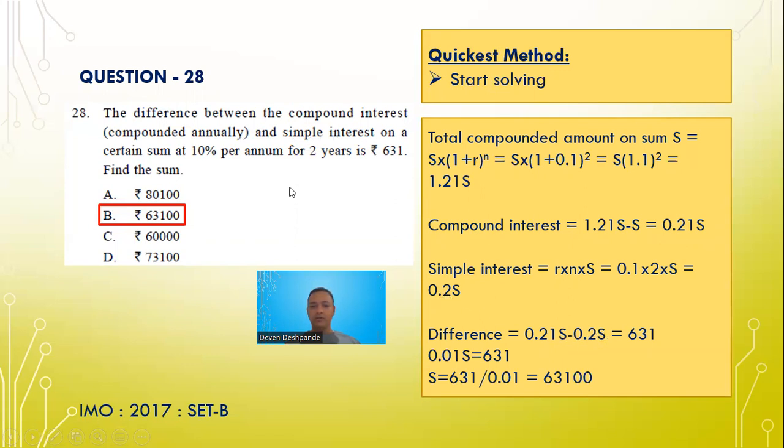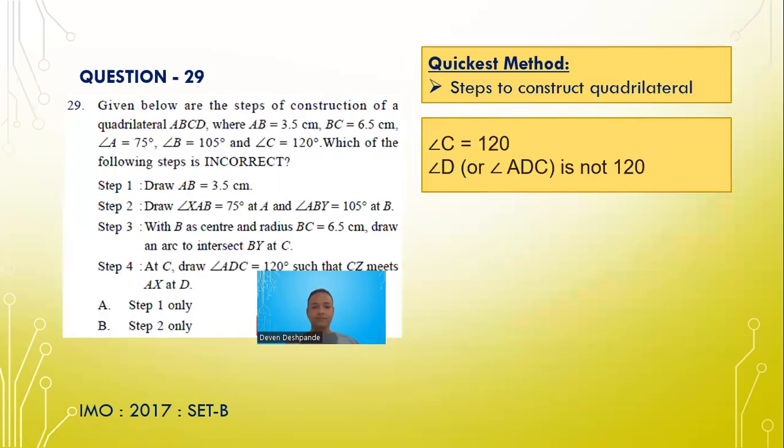0.21s minus 0.2s is 631, so 0.01s is equal to 631. So s is 631 upon 0.01. What is 0.01? It is 1 upon 100. So 100 goes above. 631 into 100 is 63100. So 63100 is the right answer.